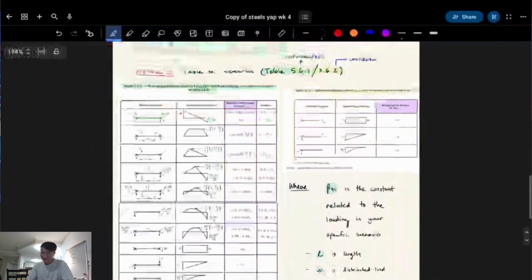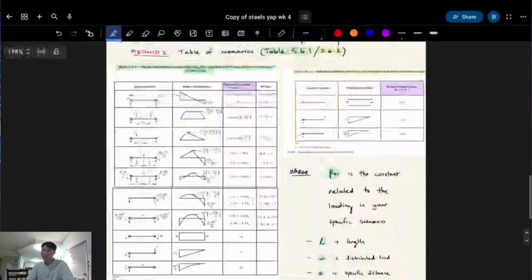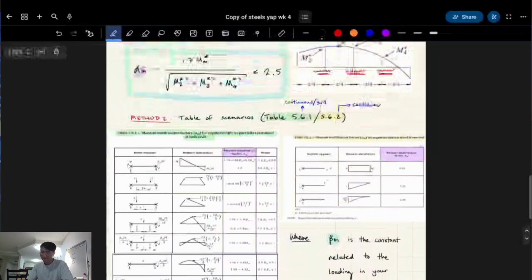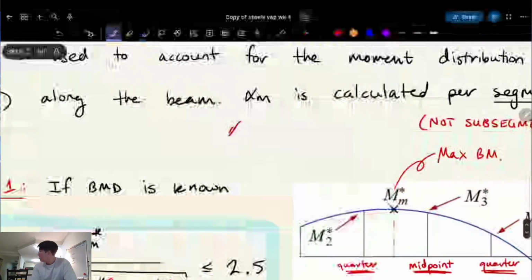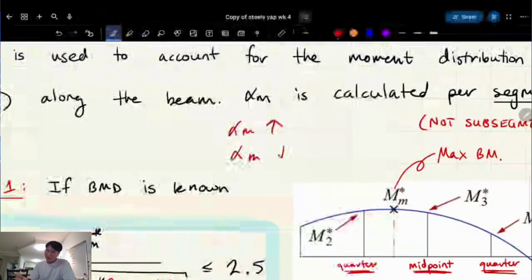So the flatter the diagram, the better. In method 1, flatter is better. Actually, not necessarily. What happens is, a higher alpha M is good, right? We can agree on that. A lower one is bad for the capacity.